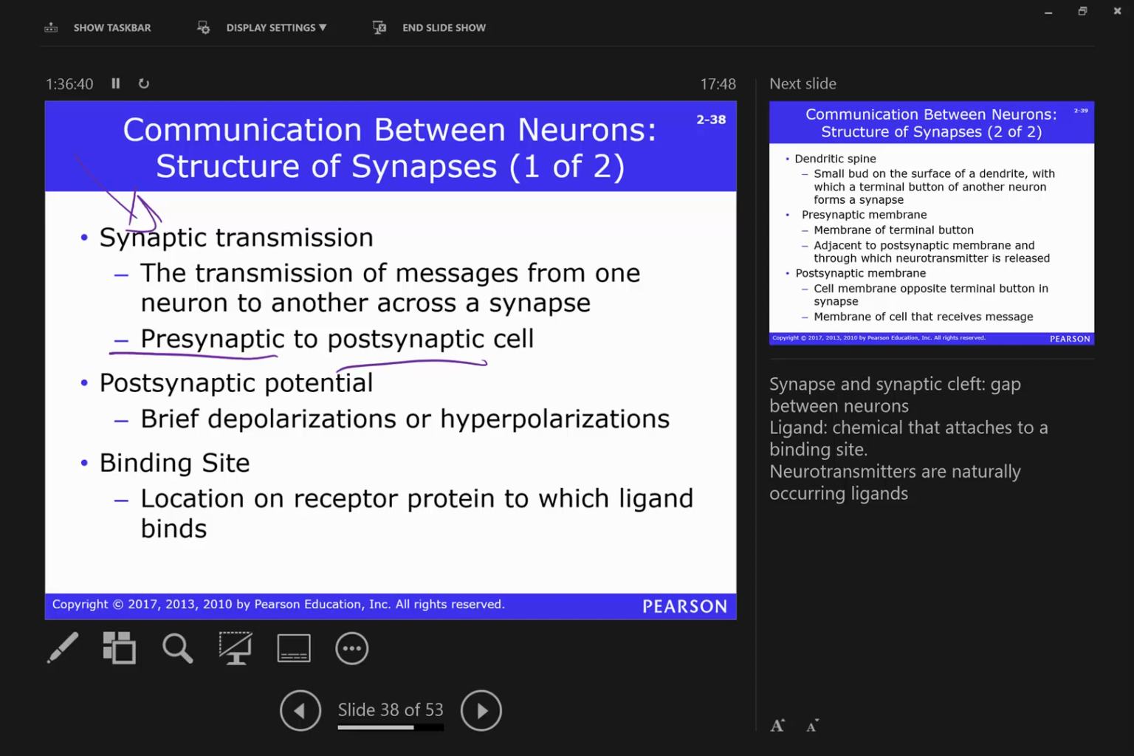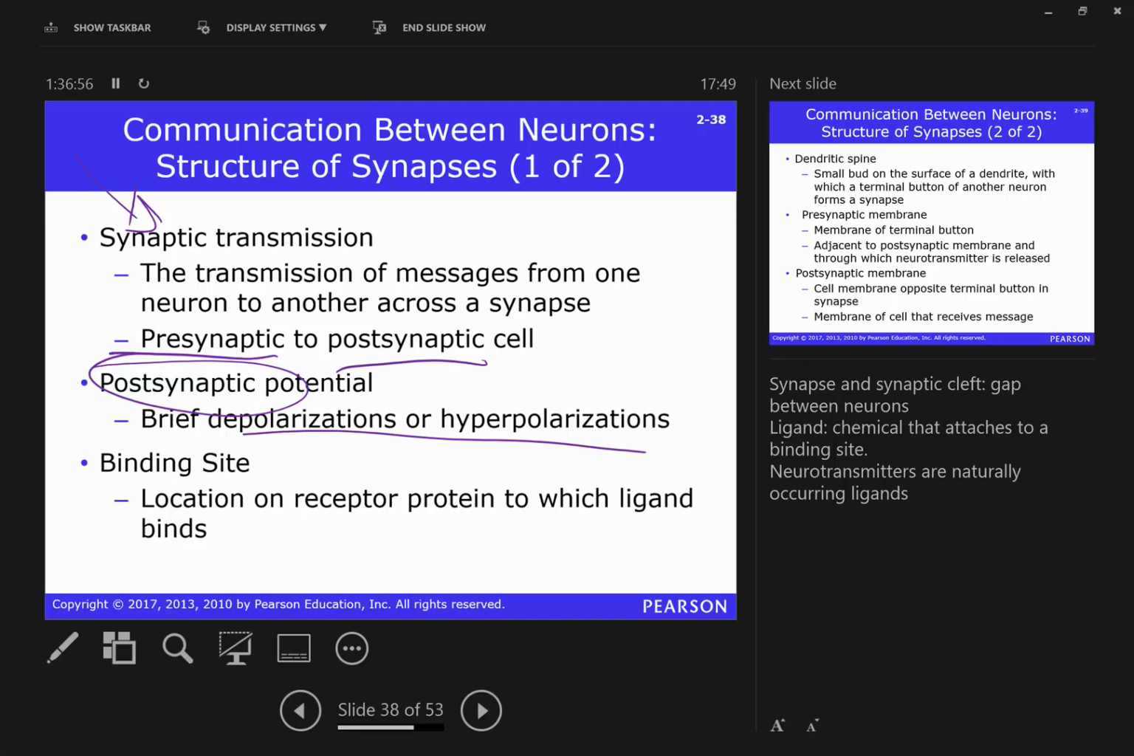Okay. If we're talking about postsynaptic potential, that's the changes, either hyperpolarization or depolarization, on the other side, right, when we open a few ion channels, and what's that do to that membrane potential, okay?